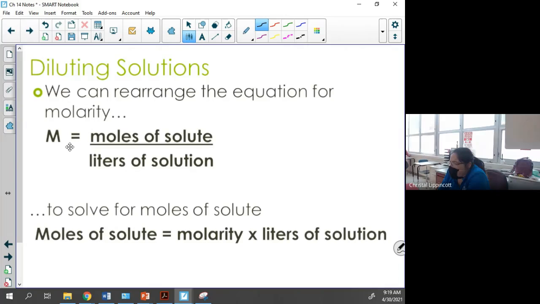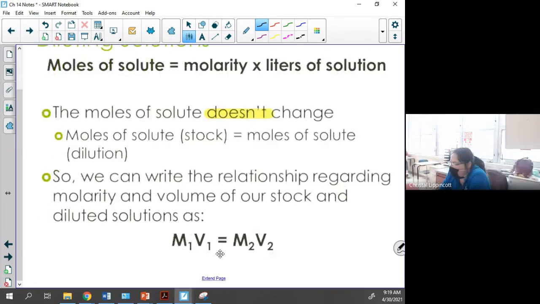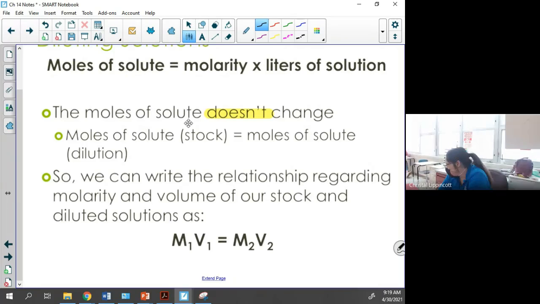All right. So what we do here is we rearrange this equation, and we say that moles of solute equals the molarity times liters. And then we set that equal to what we want to get it to. So this is what our formula ends up looking like in the end, because the moles of the solute isn't going to change. You're just diluting them down. You're just changing the concentration.